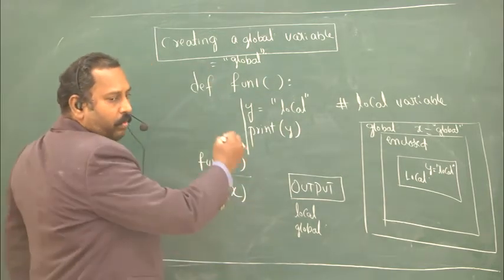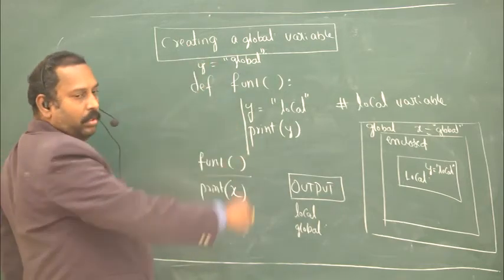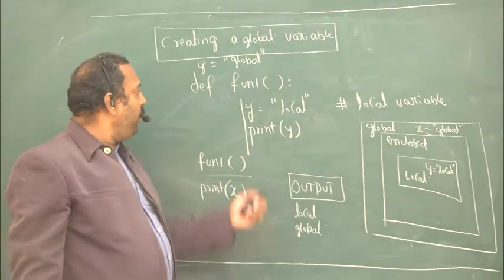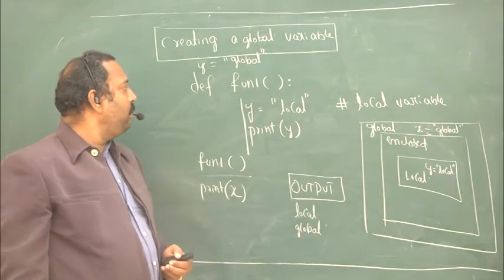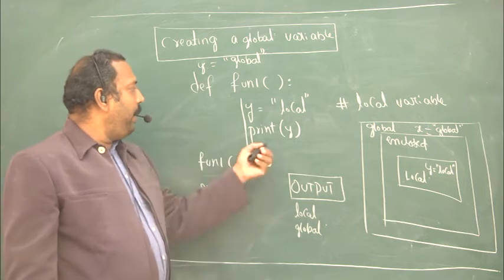Suppose I have given y. So what is the output you will get here? Suppose y is local, print y.